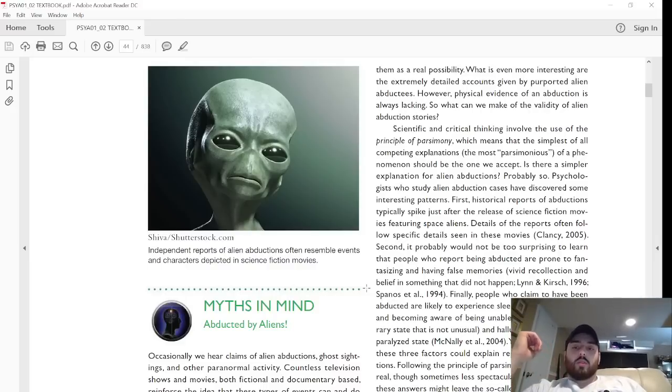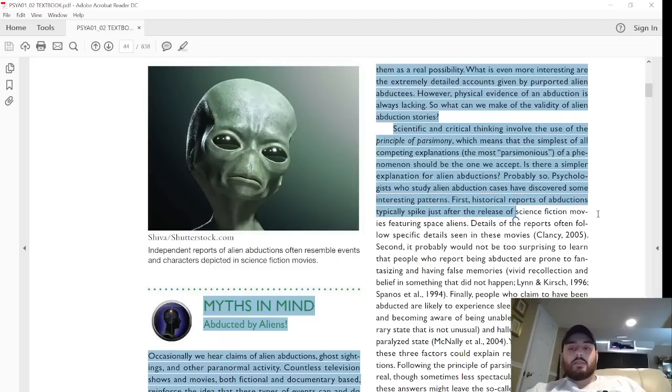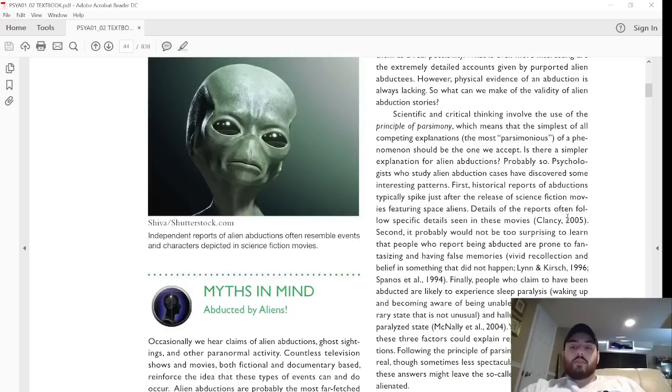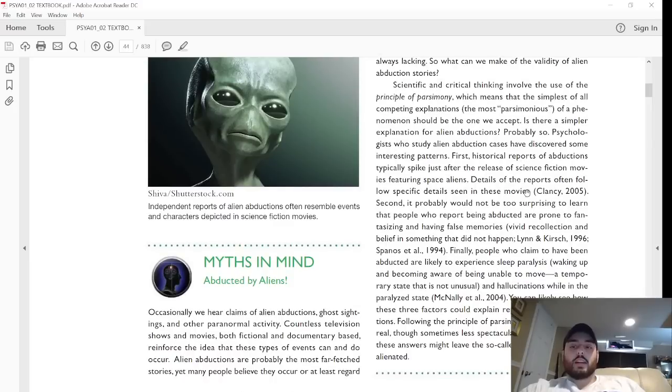Firstly, historical reports of abductions typically spike just after the release of a science fiction movie, right? So that's also one thing I forgot to mention. Science fiction movies, maybe they bring out the excitement in people's fantasy for space aliens, right? Details of the reports often follow specific details seen in these movies, which was cited in a study by Clancy in 2005.